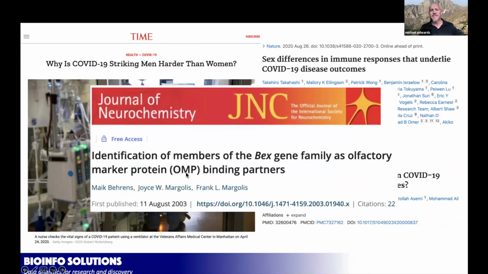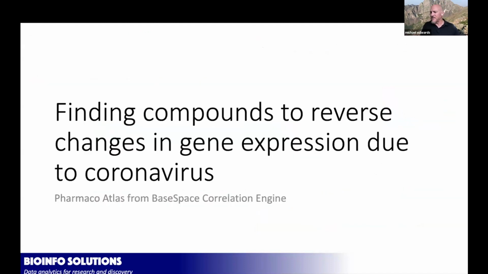I also found, as you look through stuff, you find all kinds of interesting things. BEX2 actually binds to olfactory marker proteins. So maybe it's associated with the olfactory system. The virus comes in, knocks BEX2 down, and maybe you're altering the olfactory system, and therefore maybe that's why you lose the sense of smell. I don't know. Can't prove it yet, but I think it's very fascinating and an interesting question.